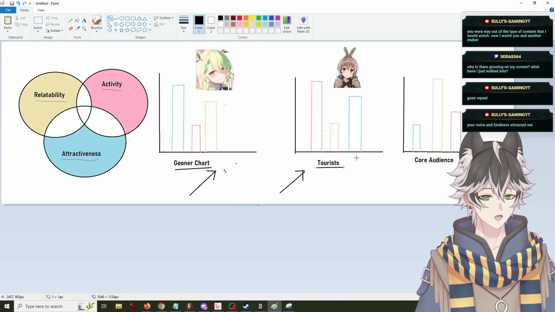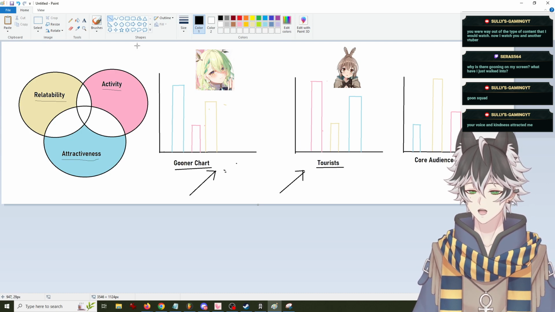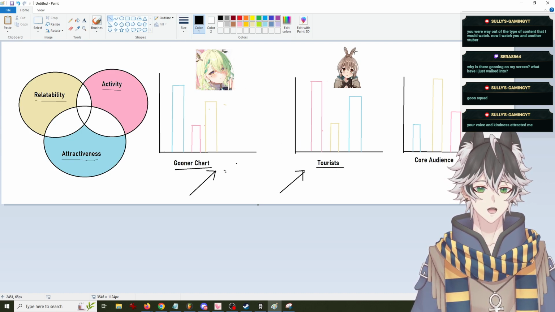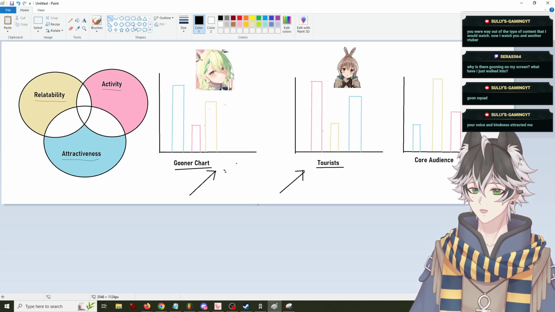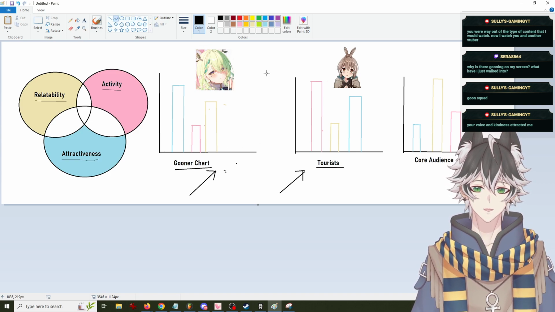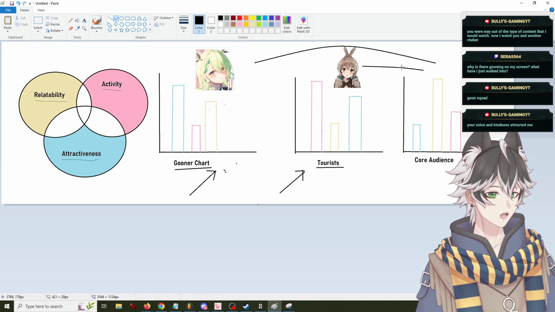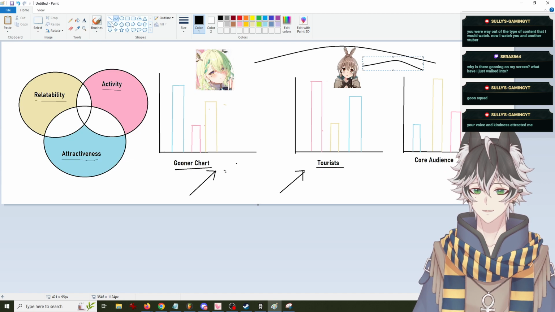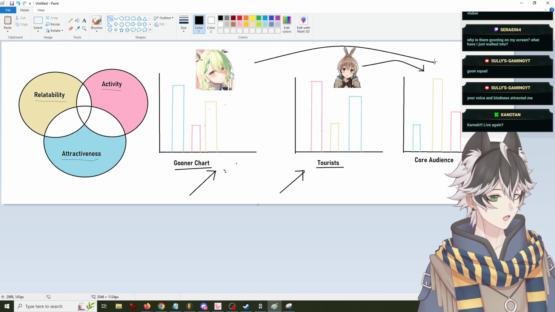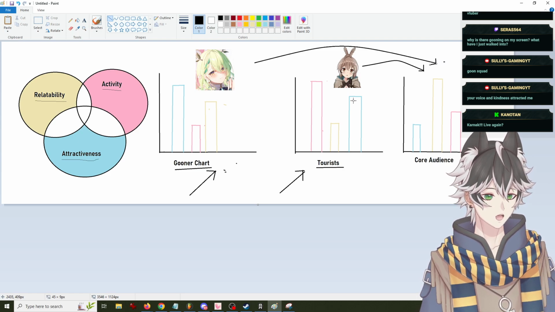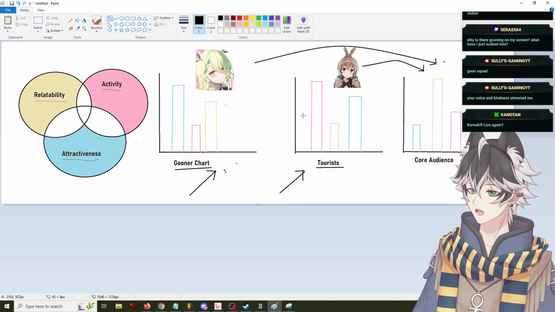And then, if I watch between 3 and 5 streams of them in a month, then I start to like the personalities, other than what they initially gave me. And I sort of convert over to here, where no matter what they do, I'm sort of interested in them, no matter what, and so I convert over to core audience after a while.